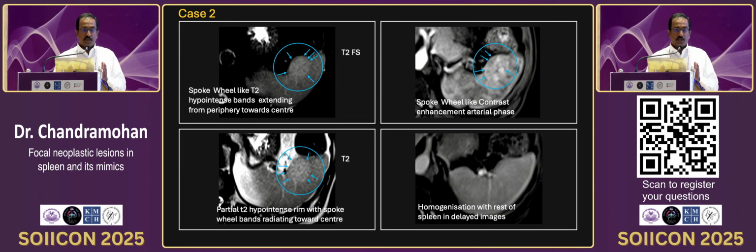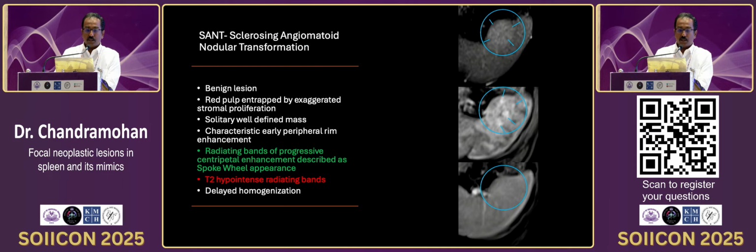There is also a partial pseudocapsule-like appearance in T2. And in the arterial phase, we see peripheral nodular enhancement pointing towards the center, that is a spoke wheel pattern of enhancement. And in the delayed phase, there is homogenization with the rest of the spleen. So this is classically a splenic angiomatoid nodular transformation. Basically, this is just entrapped red pulp amongst exaggerated stromal proliferation. So they are basically normal splenic tissue.